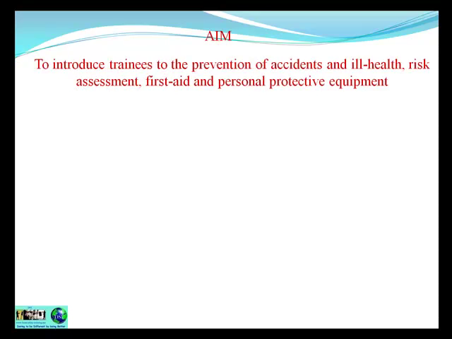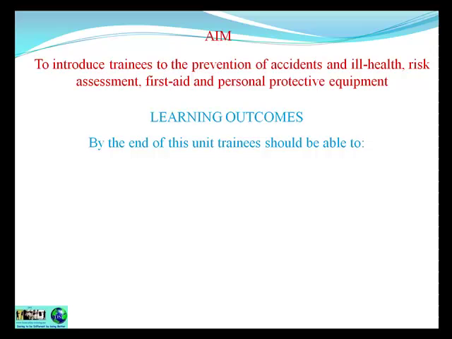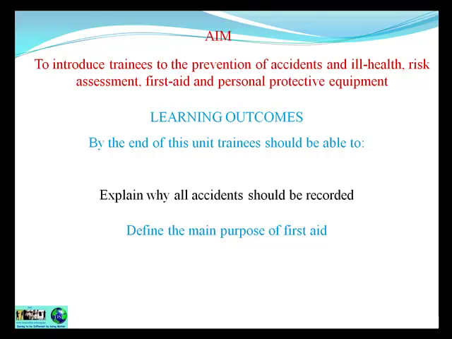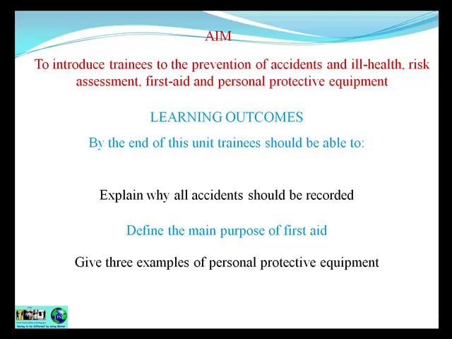Okay, let's have a look at lesson or unit 2. The aim of this unit is to introduce you to the prevention of accidents and ill health, risk assessment, first aid and personal protective equipment. And by the end of this unit you should be able to explain why all accidents should be recorded, define the main purpose of first aid, give 3 examples of personal protective equipment, and define the phrase risk assessment.